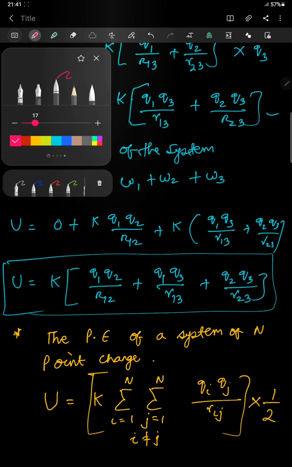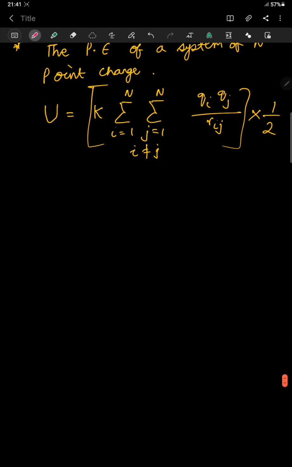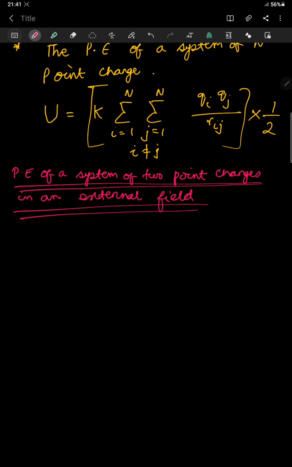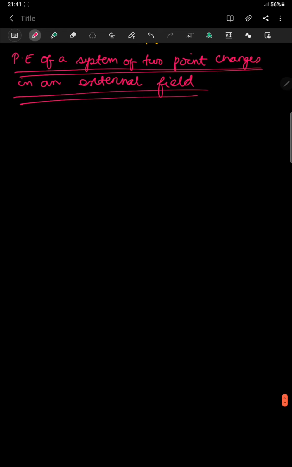Here what we will do is, we will find out the potential energy of a system of point charges. Here we will find out the potential energy of a system of 2 point charges in an external field. Okay, in the presence of an external field, that means the source charge is already present. So let us see how it is different from the other one.